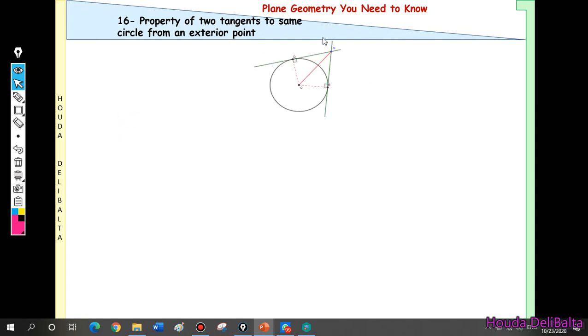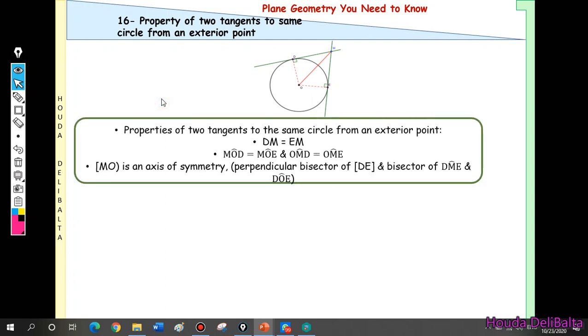So if we have a circle and an exterior point, these are two tangents issued from this exterior point. Here are the points of tangency, and here are the right angles made by the radii and the tangents. We can conclude directly, and use it as a property without any proof, that MD is equal to ME, and that angle MOD is equal to MOE, as you see.